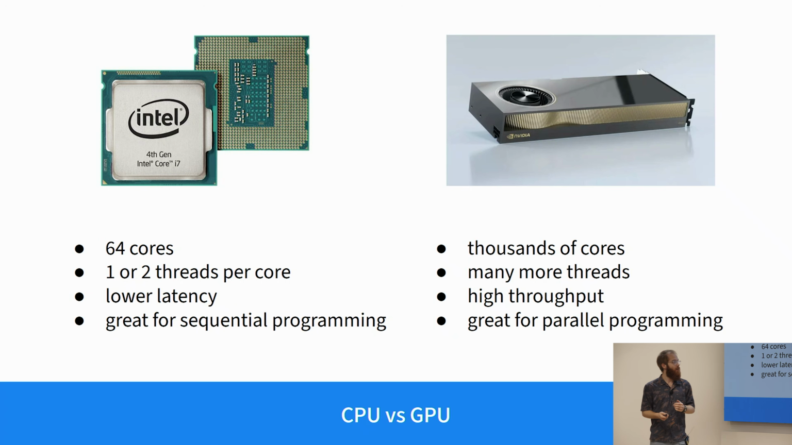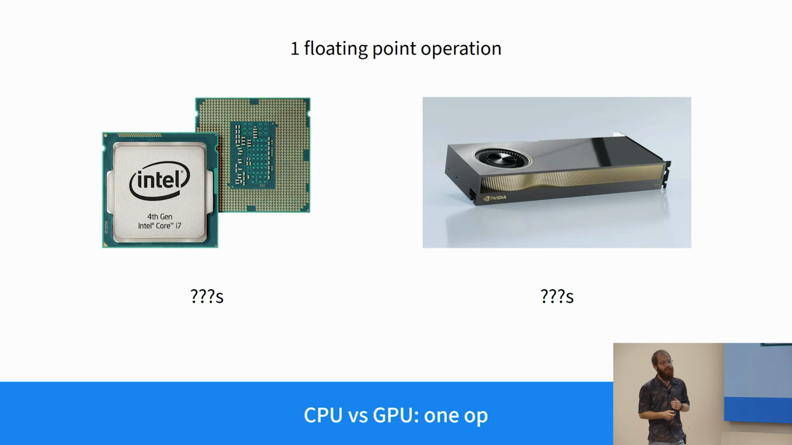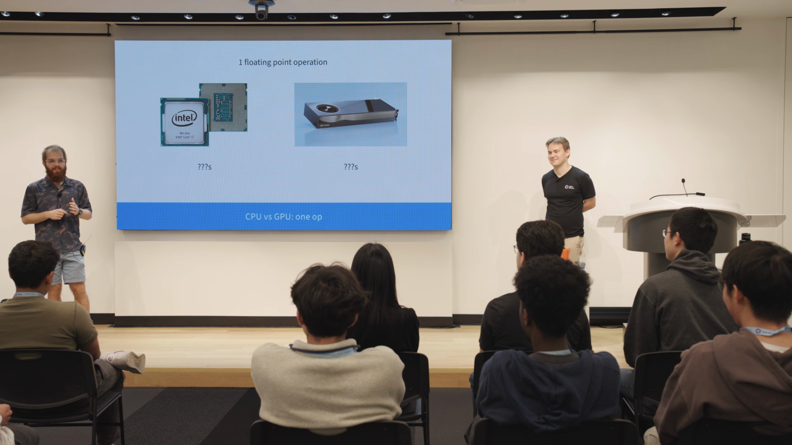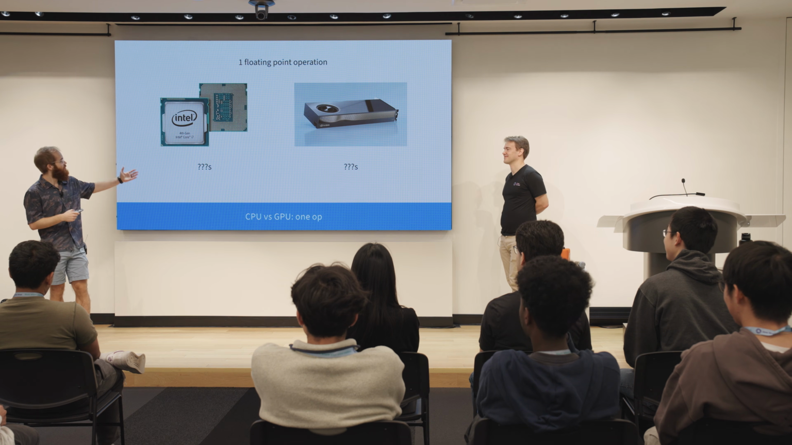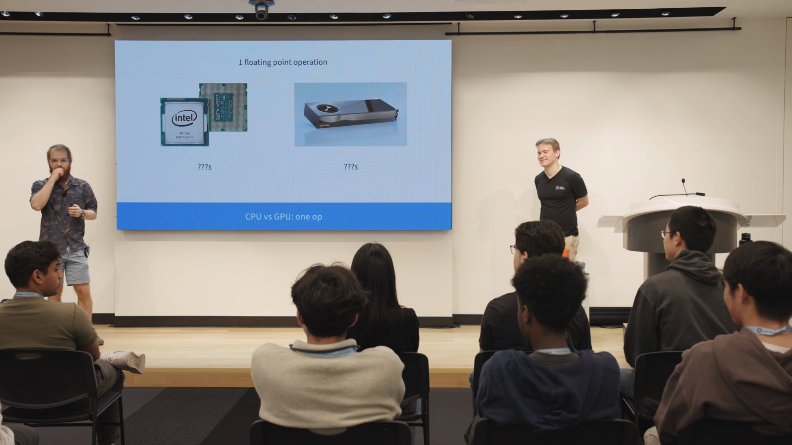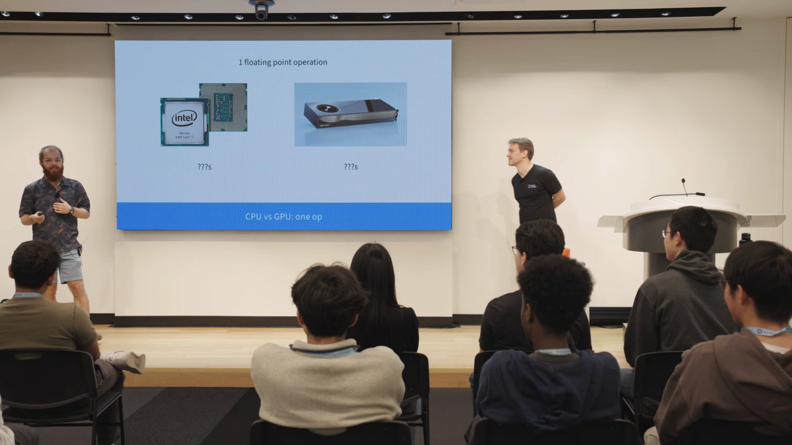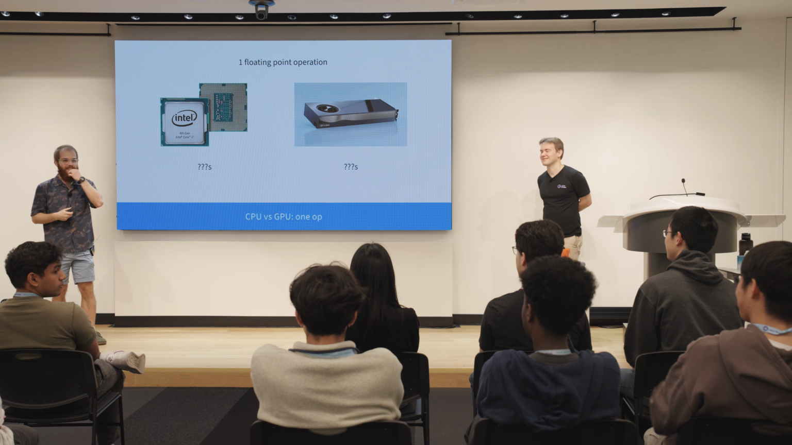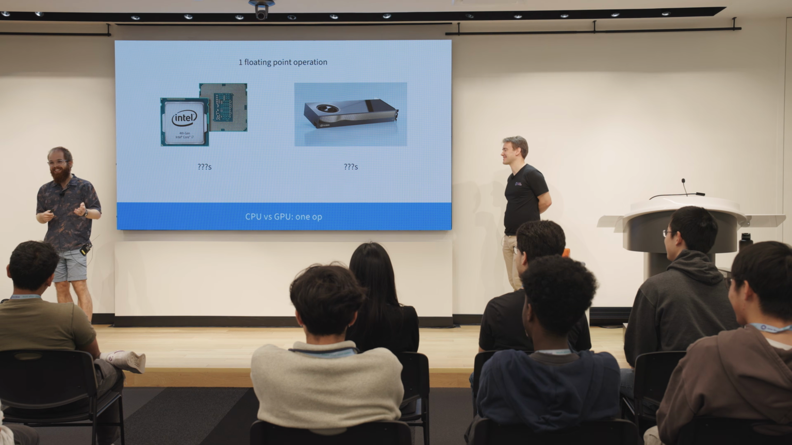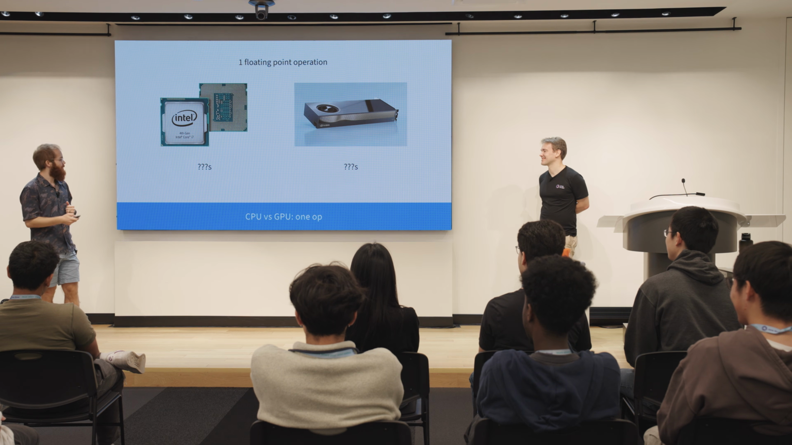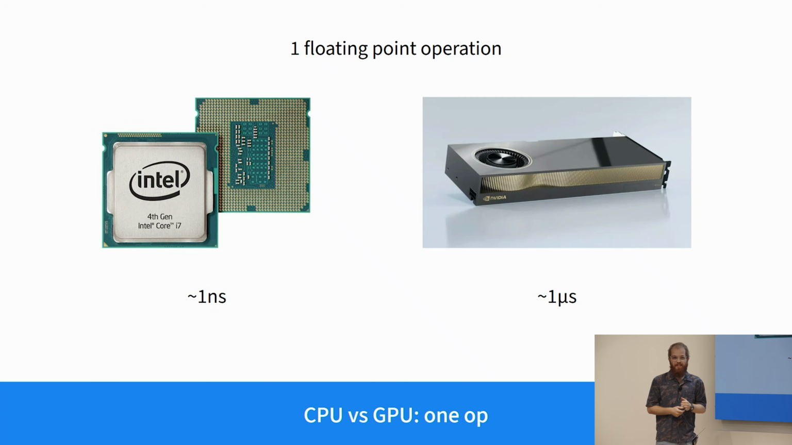To illustrate that point, what do you guys think? How long does it take to do one floating point operation on a GPU versus a CPU? Anyone have any ideas? How long does it take to do one floating point operation on a CPU? Yeah. So a nanosecond. That's approximately right. What about on a GPU? Anyone have any ideas? 2 nanoseconds sounds like a good answer, but actually GPUs are really slow at doing one floating point operation. It's around a microsecond.